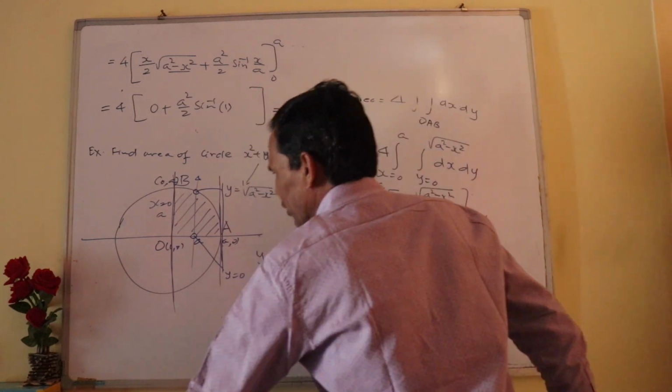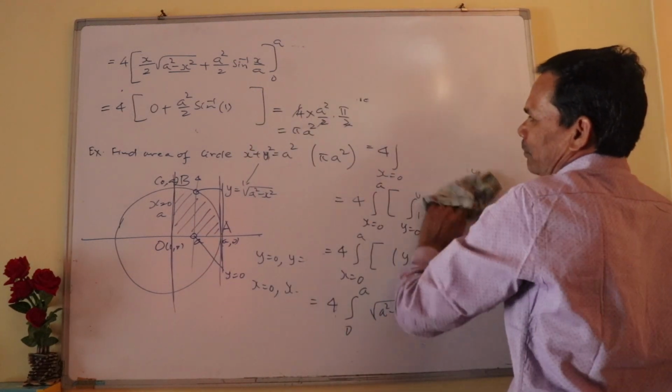Now this is in Cartesian. The same area, suppose you would like to find in polar. Then what happens?